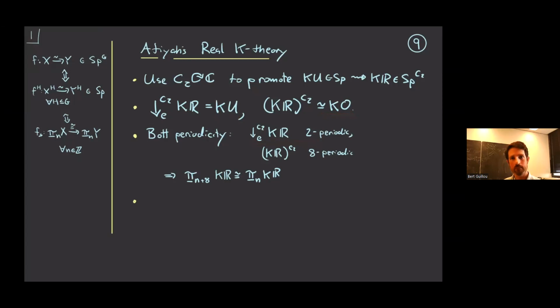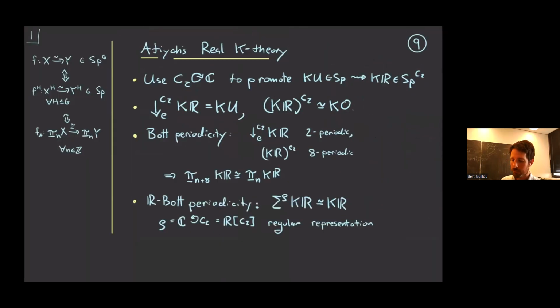That's great. I mean, if we forget a little bit, 2 periodic is also 8 periodic, and so both of these are 8 periodic. And so we learn that our Mackey functors for KR have an 8-fold periodicity. Great. That's pretty good. Most spectra don't have anything like that. But the wrinkle is that there's another thing to keep track of here, which is an equivariant kind of Bott periodicity.